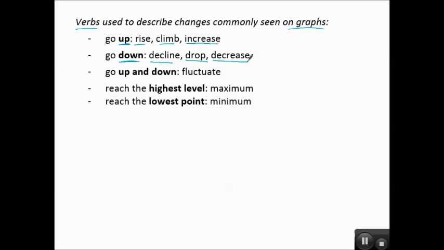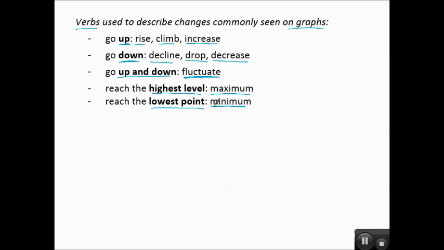The question could also ask about the graph going up and down. And a word you may see there is fluctuate. Fluctuate means the graph is going up and down. If the question asks about reaching the highest level, that's your maximum. And if it's reaching the lowest point, that is the minimum.